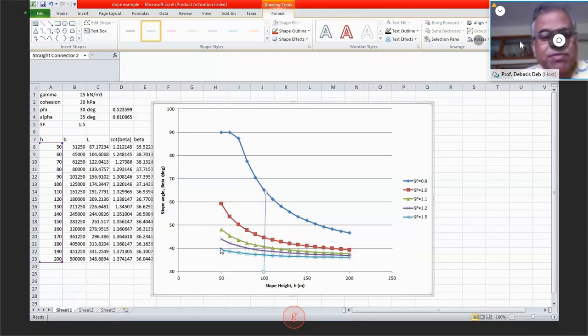as you are increasing the safety factor, after that not much change happens. See, from 1.2 to 1.5, yeah.